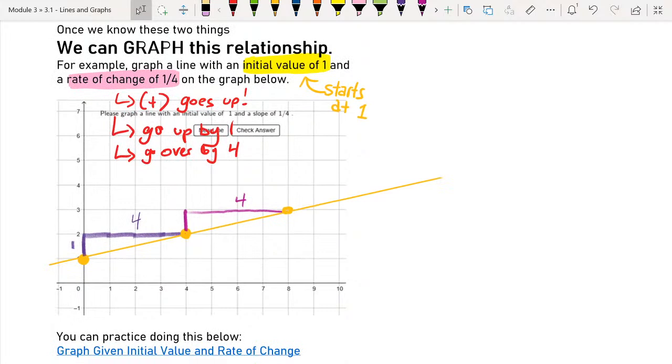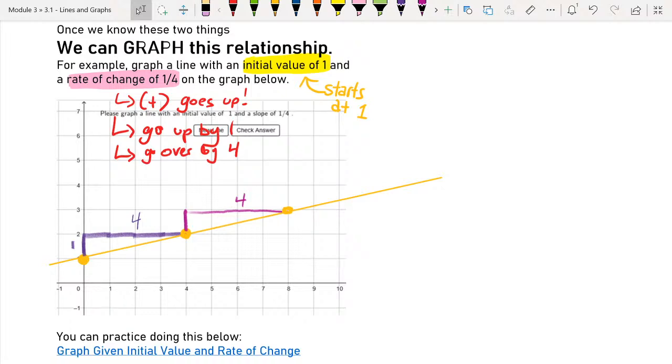So all you need to know to make a graph out of a relationship is you need to know where it starts and you need to know how it changes. Where it starts, how it changes. Can the first thing I put on the graph be how it changes? Nah, you got to start, right?